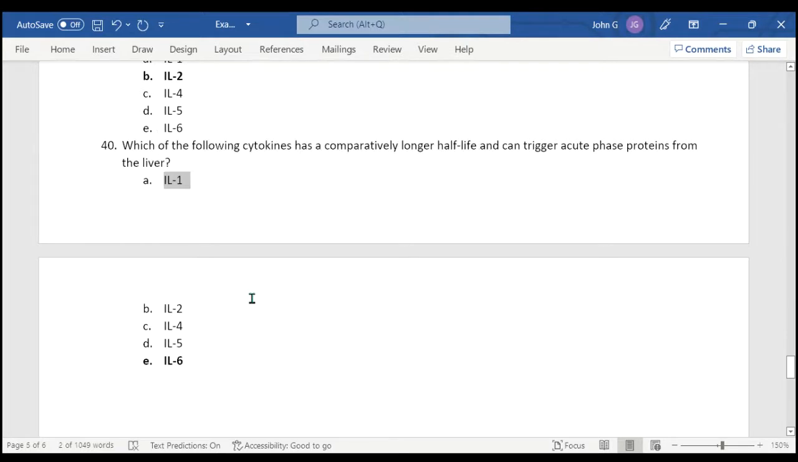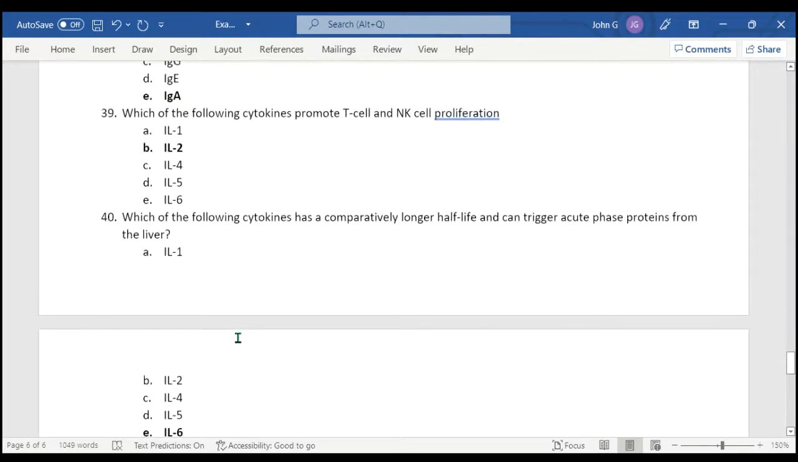IL-1 technically can trigger acute phase proteins from the liver, but you need a whole lot of it because it dissipates really quickly. It's broken down in the blood really quickly, so it doesn't have a very long half-life. You're going to need a lot of it in order for it to reach the liver to any significant extent. Okay, so only IL-6 for this one because it has the long half-life.